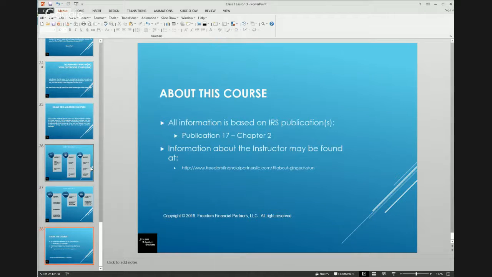This particular course was based on Chapter 2 of Publication 17, having to do with filing status. If you'd like more information, I encourage you to refer to Publication 17 and the IRS website.